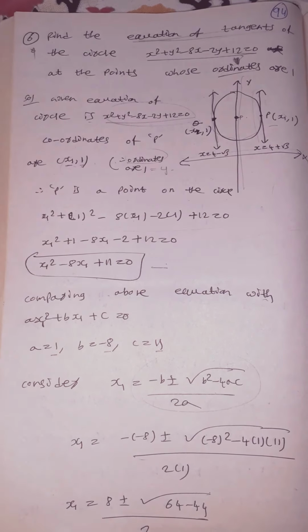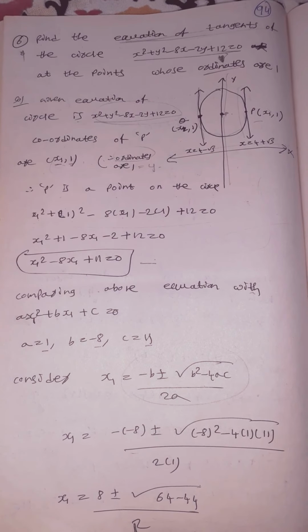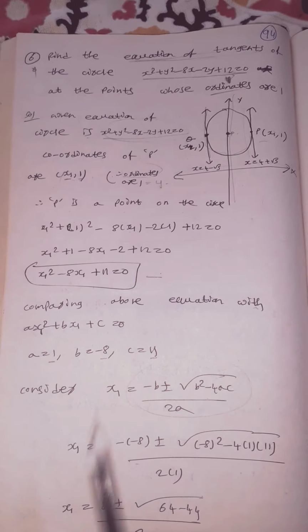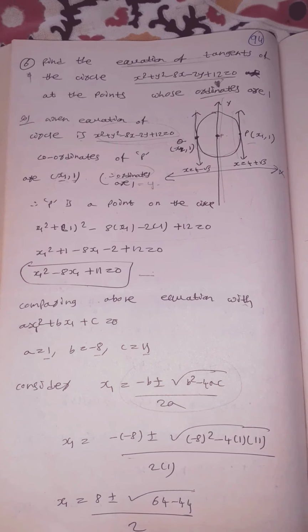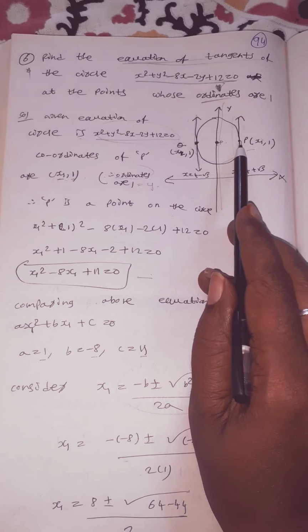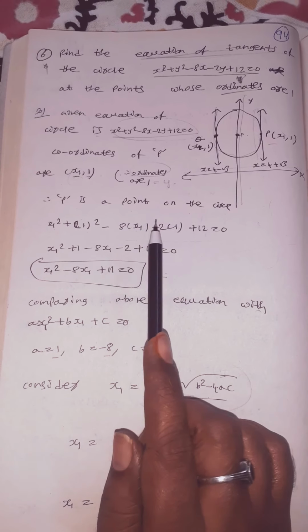So the coordinates of P are (x1, 1). Why? Because the ordinate is 1. Ordinate means the y-coordinate is 1. So P is a point on the given circle, children. From the figure, P is a point on the circle, which means it passes through the given circle.